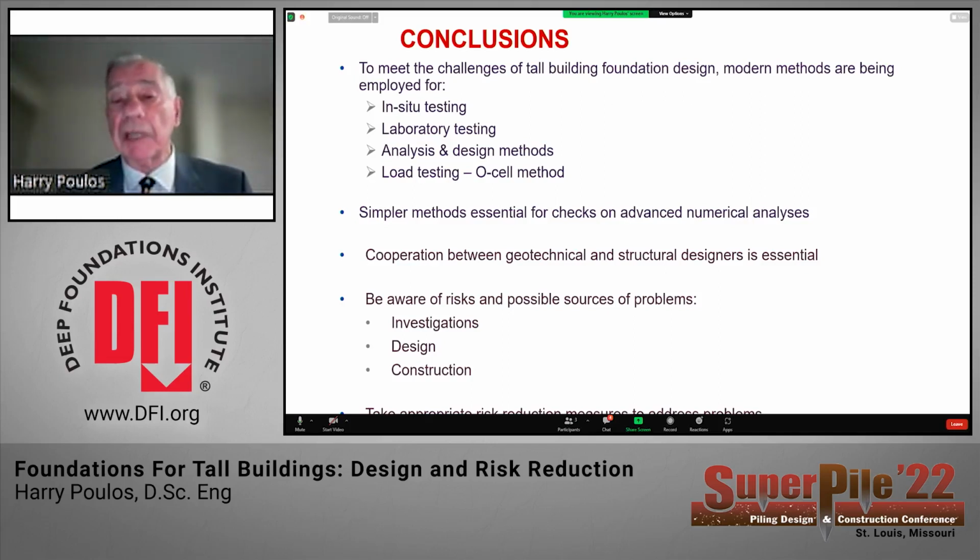Simpler methods, however, are always essential to check on advanced numerical analyses because the more complex the analysis is, the more possibility there is that something can go wrong or that there's been an unwitting acceptance of some inherent parameters in the program. I think cooperation between geotechnical and structural designers is essential, and we need to be aware of risks and possible sources of problems, both with respect to investigations, design, and construction. And I think then clearly what we need to do once we become aware of those risks is to take appropriate risk reduction measures to address those problems. And I hope that I've tried to outline in this talk some of those risk reduction measures. Thank you.